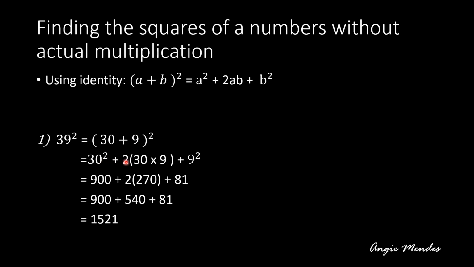So we know here a is 30, b is 9. So 30 square plus 2 bracket 30 multiplied by 9, that is ab, plus 9 square. Now remember, you have to simplify whatever is inside the bracket first, before you multiply it with the number outside the bracket, because we have to follow the rules of BODMAS, which is bracket, open, divide, multiply, add, subtract. So after you multiply 30 by 9, you will get 270, and then on further simplification you get 900 plus 540 plus 81, which will give you 1521.